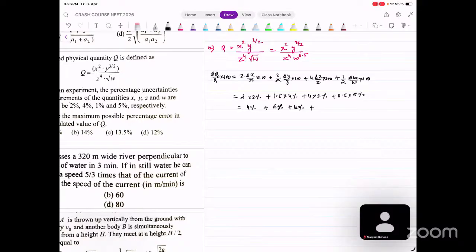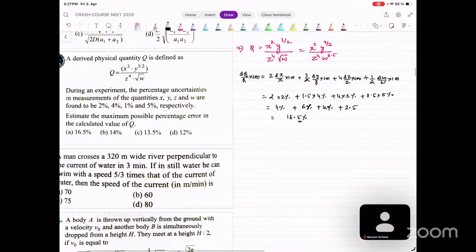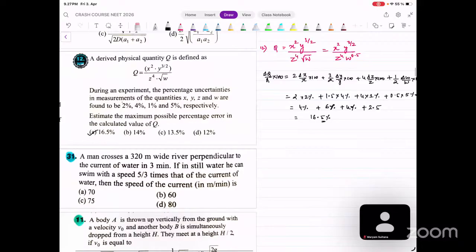That means it will be equal to how much for me? 2.5. 5 is 25, 2.5. So this value will come out for me how much, beta? Add them all. This will be coming out for me to 4 plus 6 plus 4 plus 2.5. That means 16.5 will come. So this is your 16.5%. So the answer for this one is A. Am I clear? Any problem in this to anyone? Clear, right?